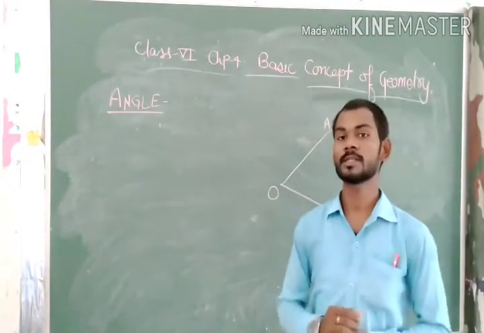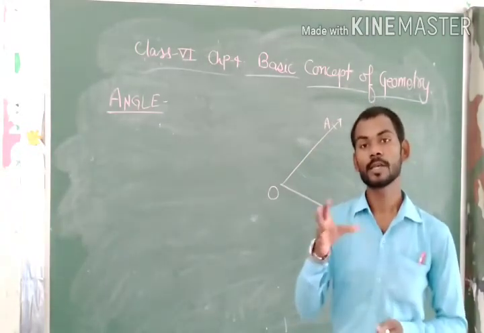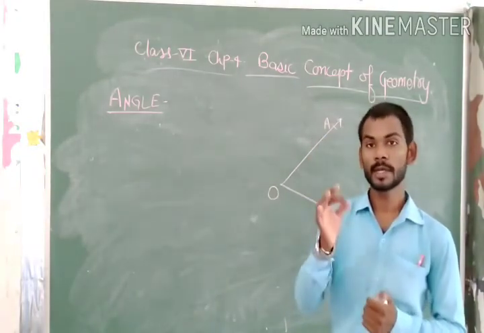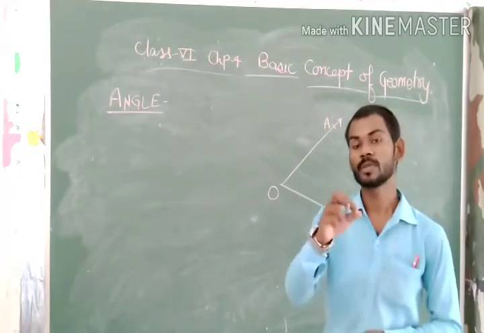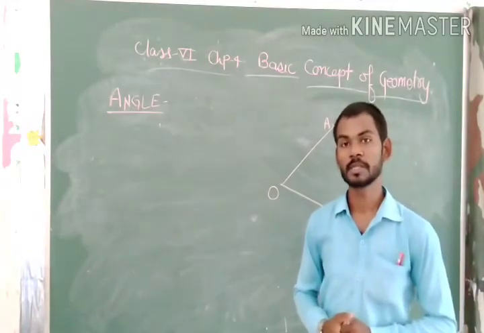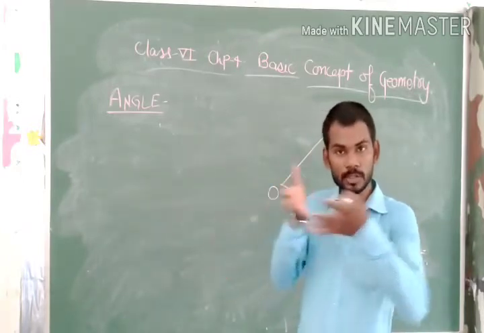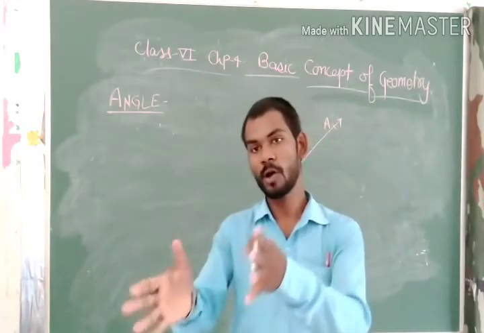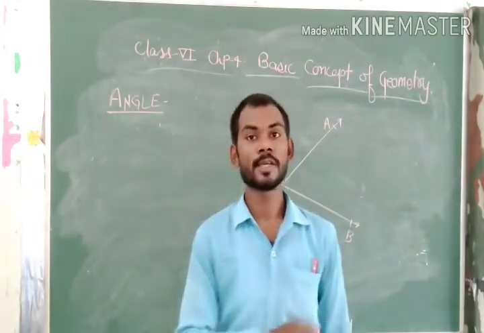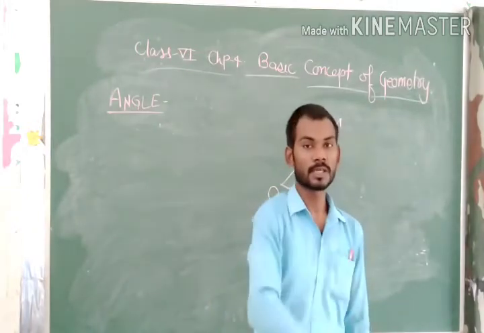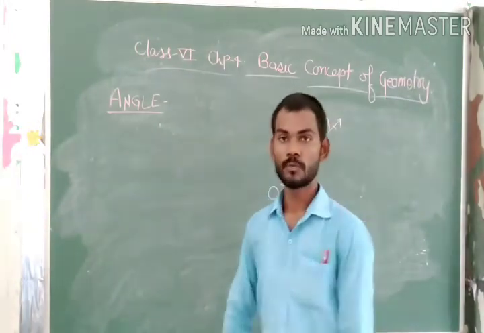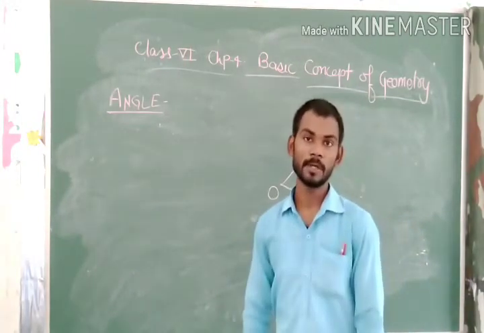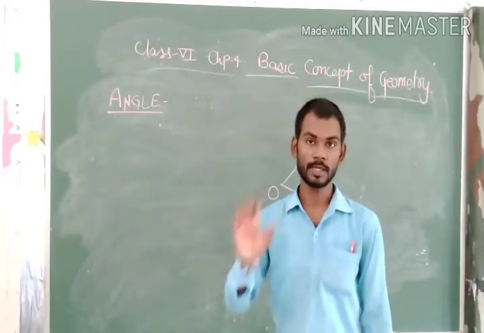There is one condition for two rays to form an angle: both rays have the same initial point. The definition originates from this concept: two rays are said to form an angle if they have the same initial point. So we say that an angle is one in which two rays have the same initial point.